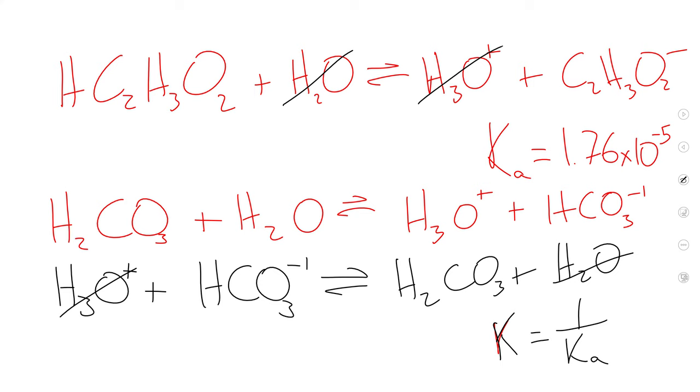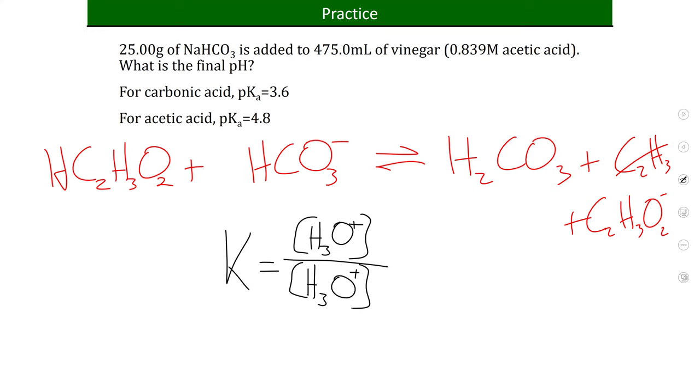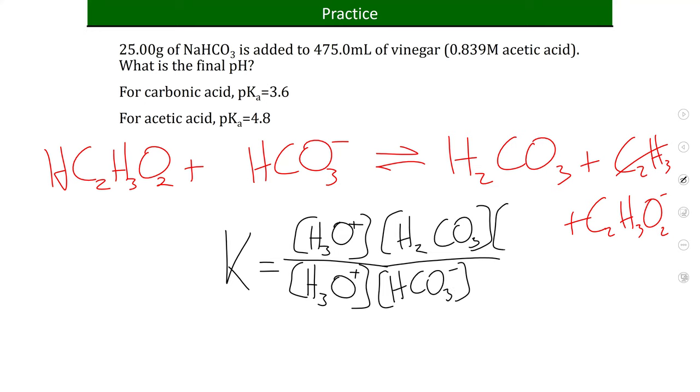So if we added the two, the products plus the products and the reactants plus the reactants, what are we going to have to do to the K values? Close. The K expression then looks like this, the combined K expression. For the combined reaction, K is going to look like the concentration of hydronium over the concentration of hydronium, because there was a product and a reactant, right? Water doesn't show up in here, so we leave it off. We had carbonic acid over HCO3 minus. Then we had the deprotonated form, acetate, C2H3O2 minus, and the protonated form.